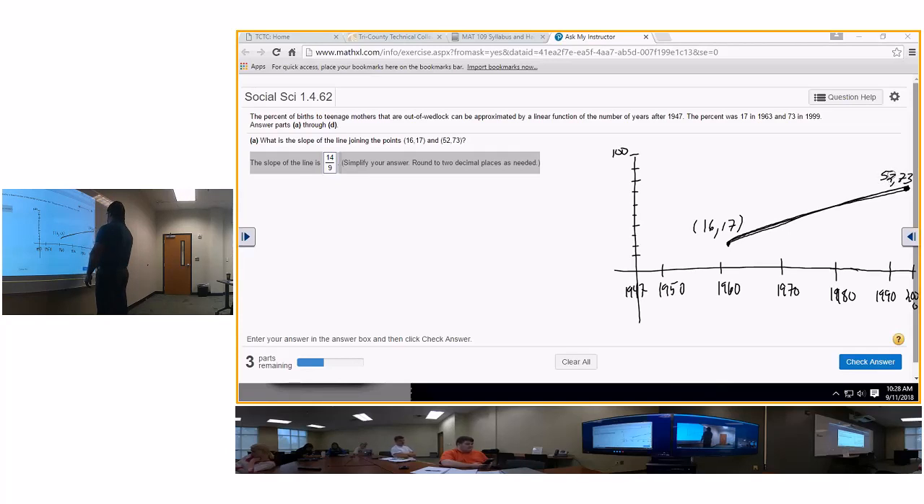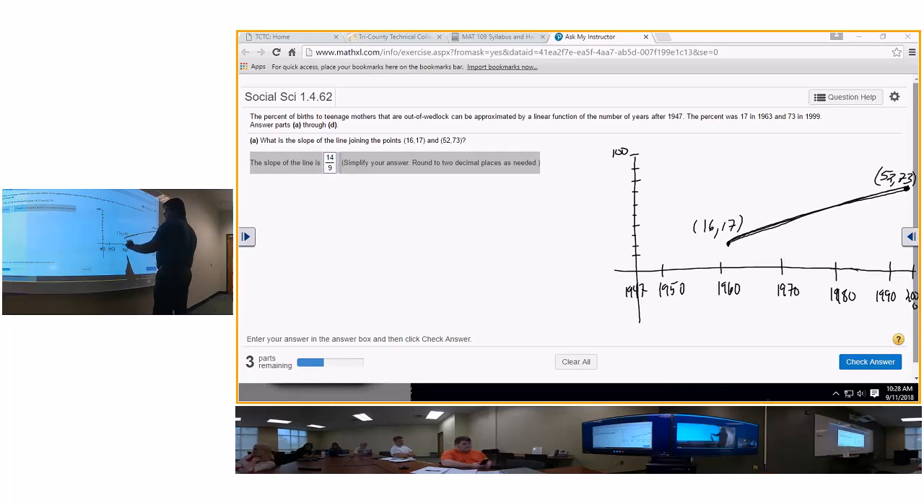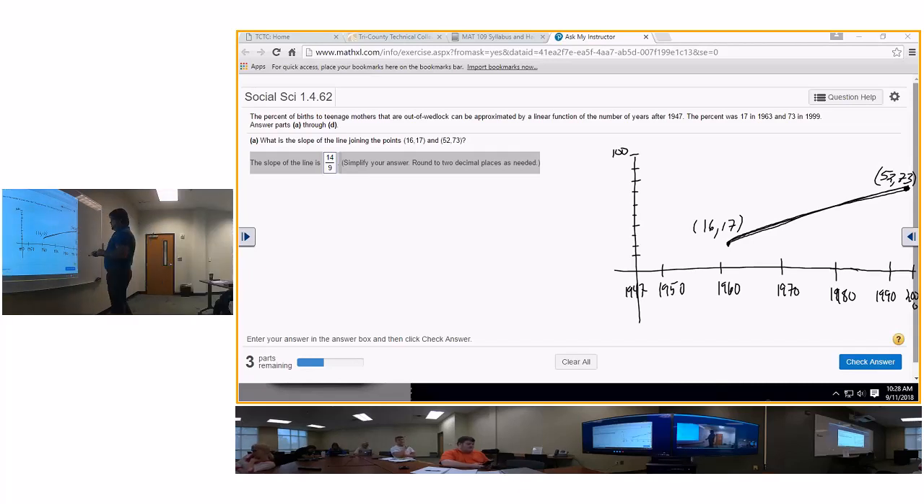Now, for those of you that don't catch it, they're thinking 16 plus 47 is what? 63. And 1999 minus 47 is what? 52. So that's where they're getting those numbers. You could put the actual year, whatever, but what they're doing is saying this is 0. Then they're saying this is 16, which is 1963. So this is 16 or whatever right in here. And then this is 52. So that's what they're doing. That's why I told you that that's a very important part.